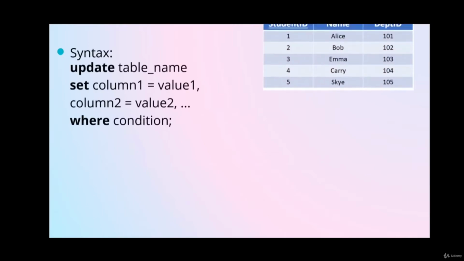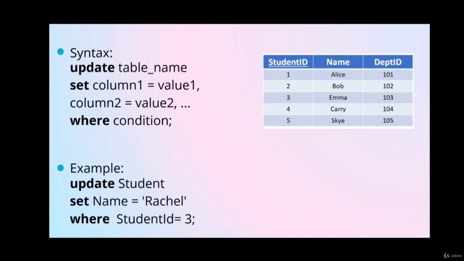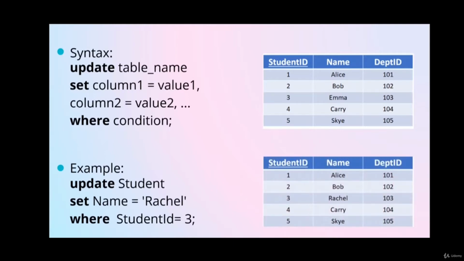For example, in this table, there are 3 columns, student ID, name and department ID. If I want to update the name Emma to Rachel, how will I write the query? Update student, set name is equals to Rachel, where student ID is 3. Now in this command, we have used a clause which is very important in SQL, that is the where clause. We will study this clause in detail in further lectures, but for now just remember the syntax. So after executing this query, Emma will be updated to Rachel.